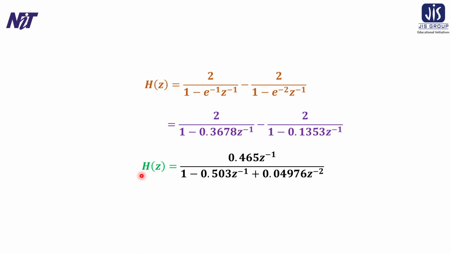In this way, from the given H(s), which is the transfer function of the analog filter, and T given as 1 second, we finalize the digital filter transfer function H(z) equals 0.465 z to the power minus 1 whole divided by 1 minus 0.503 z to the power minus 1 plus 0.04976 into z to the power minus 2 using the impulse invariant technique.